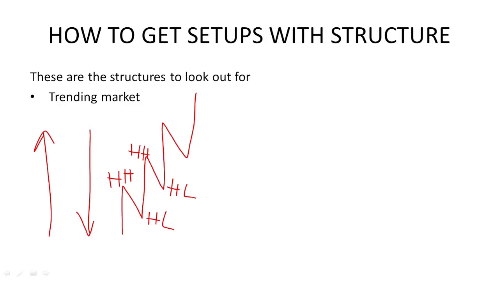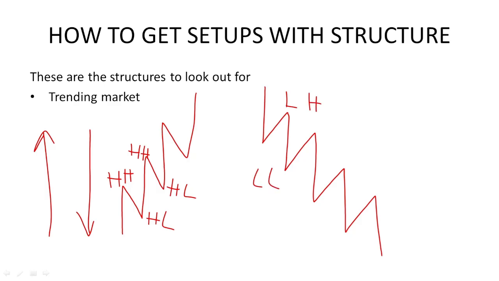All right, the next one you're going to see is the downtrend. It's like this: it makes lower highs and lower lows. This is the lower high, and this is the lower low. Lower high, lower low, lower high, lower low. So this is it for a trending market. When you see this, it means that you can start checking for a setup.